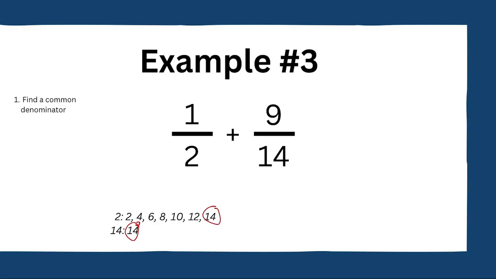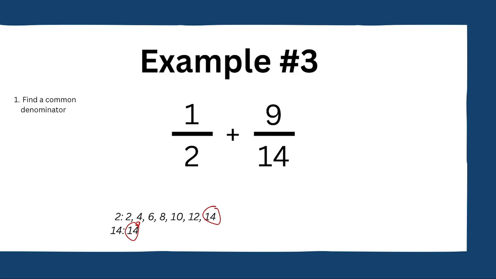Now what you do to the bottom, you must do to the top. So I see that it took 2 7 times to get to 14, and I see that it took 14 1 time. So I'm going to do 1 times 7, and I'm going to do 9 times 1 to make sure that my numerator aligns with my denominators.